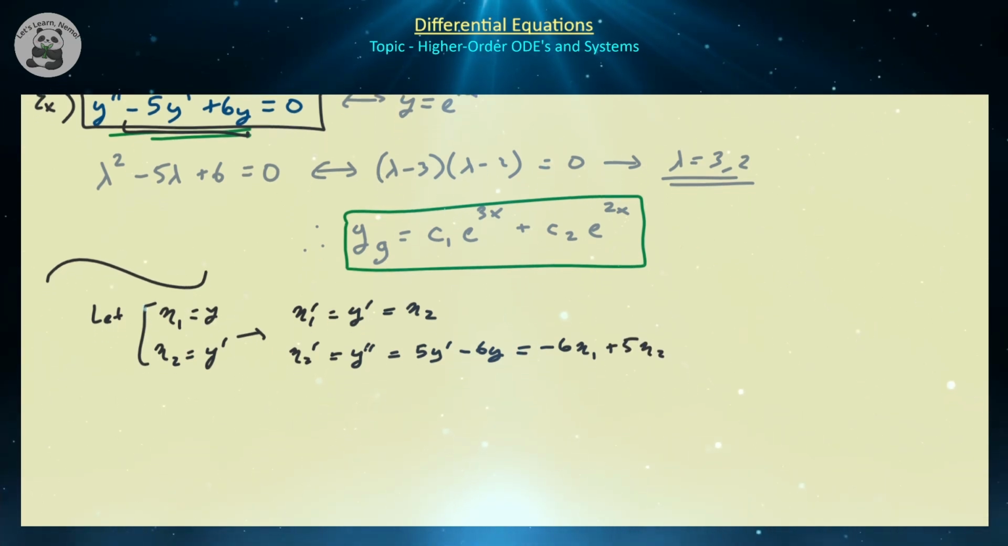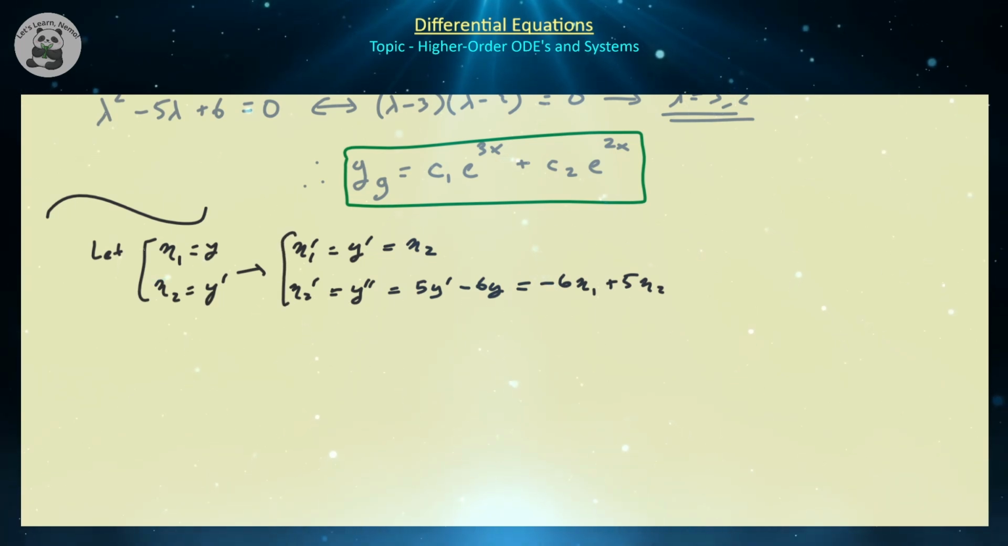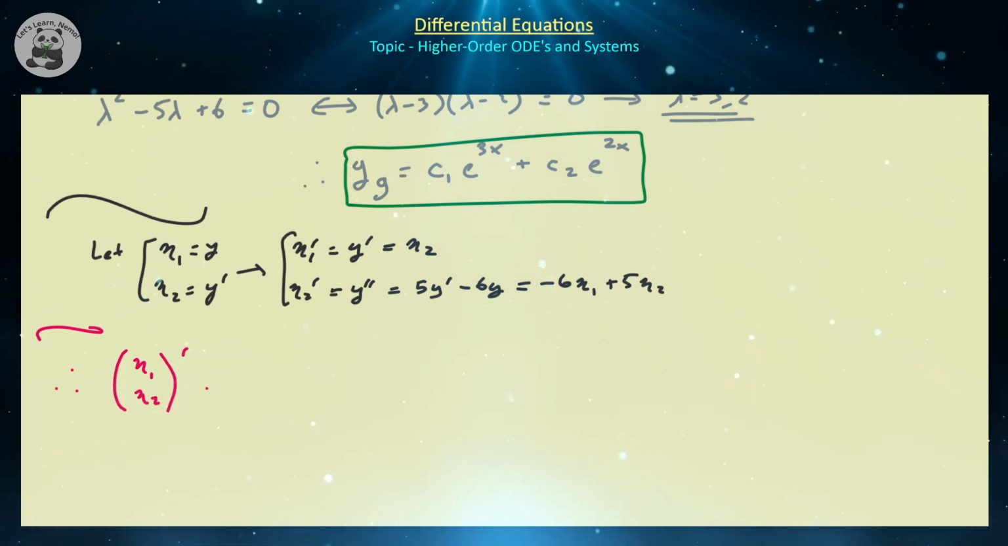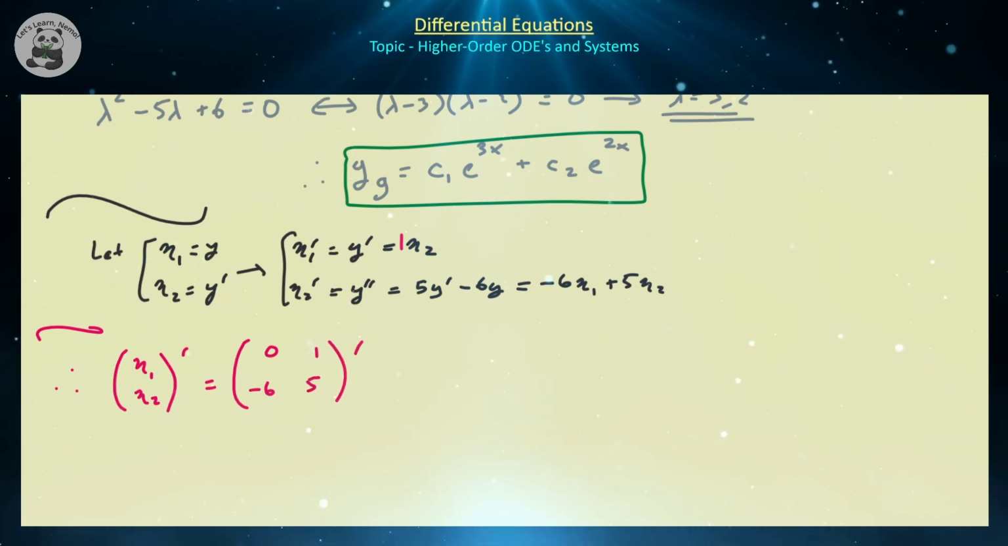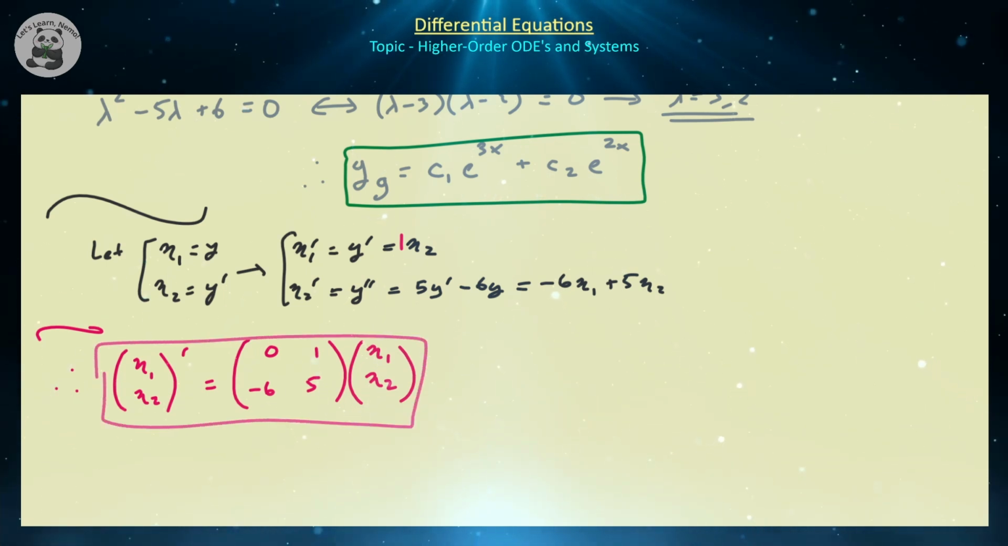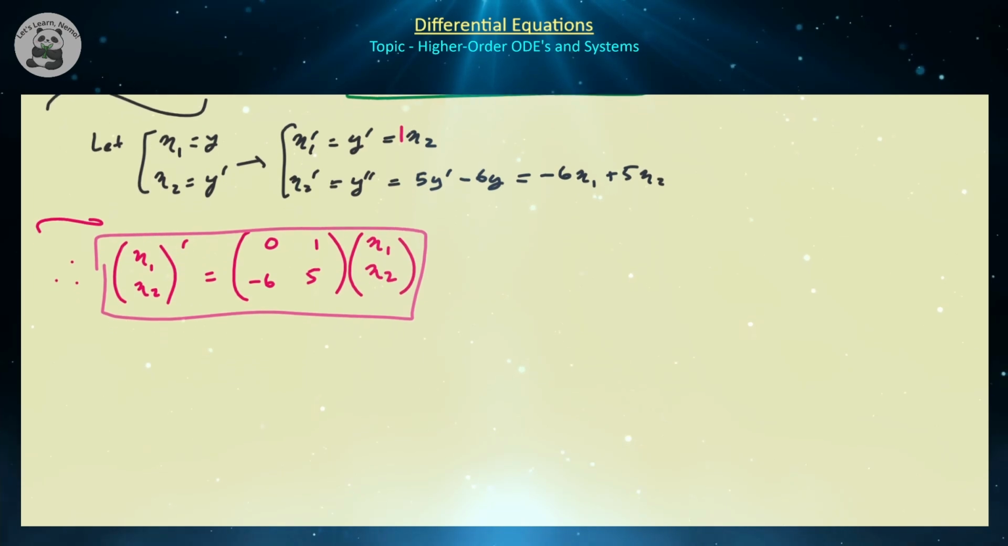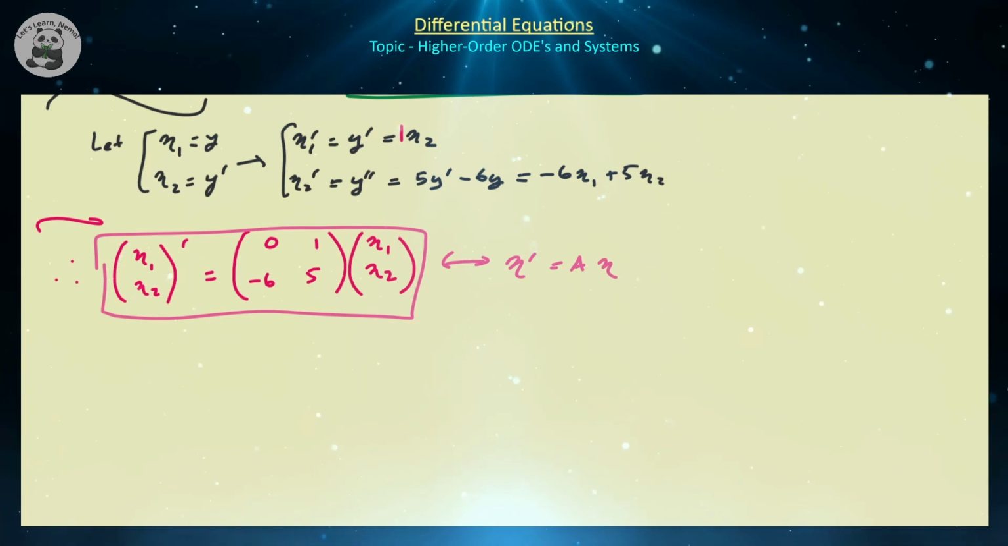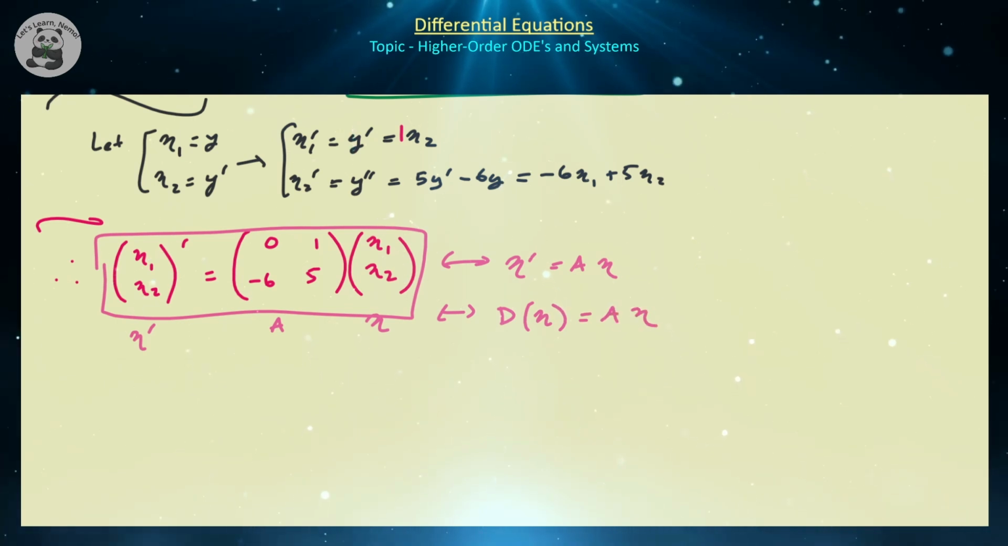So once we have this first order system set up, we can write it in matrix form very, very easily. In particular, we're going to have eta 1, eta 2 prime is equal to 0, 1, minus 6, 5, times eta 1, eta 2. So this is our first order system equivalent for our original second order differential equation. So clearly, we can write this as eta prime is equal to A eta, where this is our eta prime, this is our A, and this is our eta. And if we represent differential operators in operator form, this is just D eta is equal to A eta.